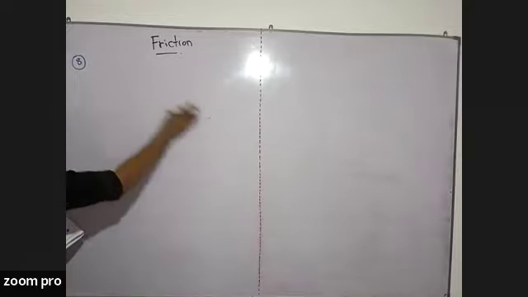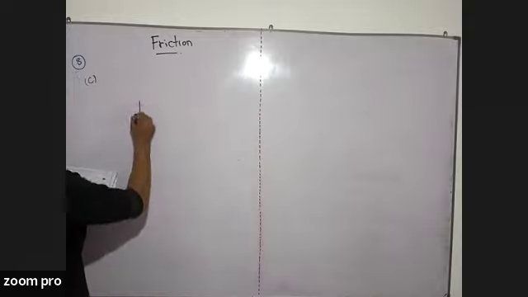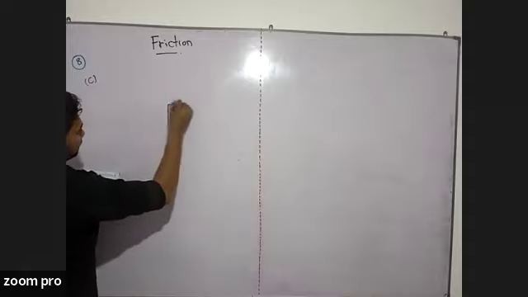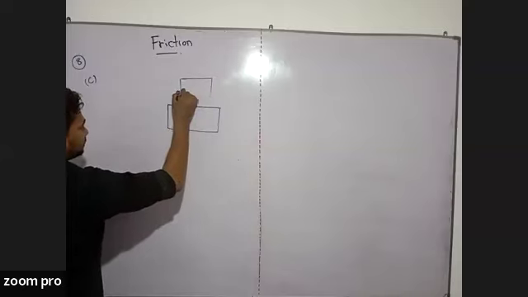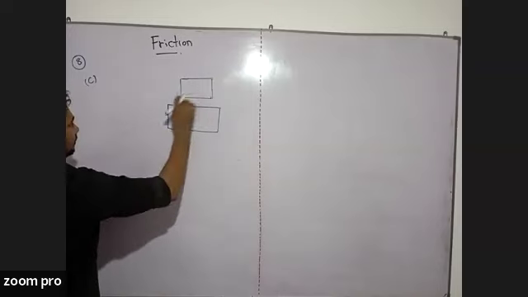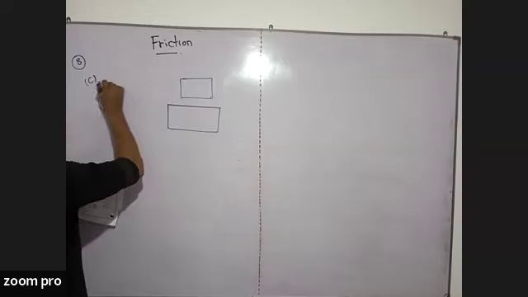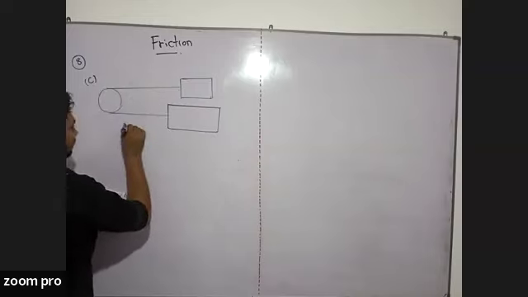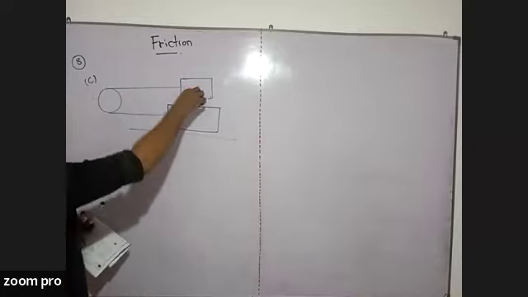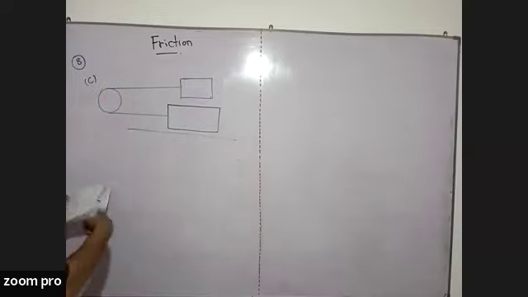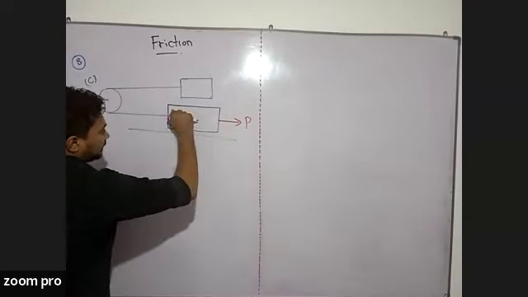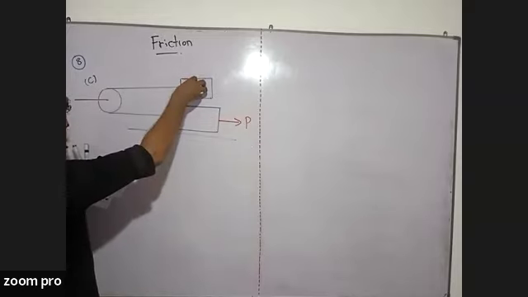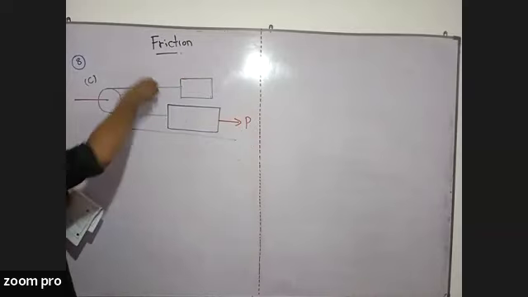Right. Let's come to the C diagram. Here we have a different setup. Now these objects are connected using a string, right? And it moves over a smooth pulley. So what happens when we exert a force in this direction? This object tends to move in the right direction. As a result, this A object tends to move towards the left side, right?